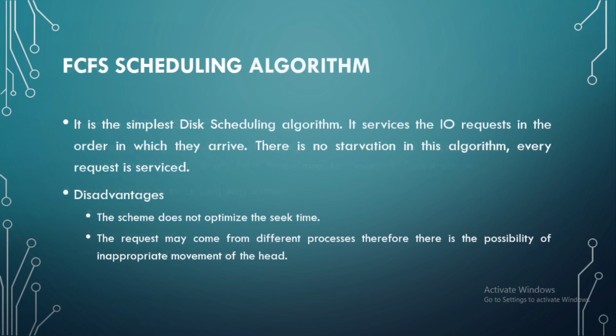The first scheduling algorithm is the first come first served scheduling algorithm. It is the simplest scheduling algorithm. It services the input output requests in the order in which they arrive. There is no starvation in this algorithm. Every request is serviced. Disadvantages include that the scheme does not optimize the seek time. The requests may come from different processes, therefore there is the possibility of inappropriate movement of the head.